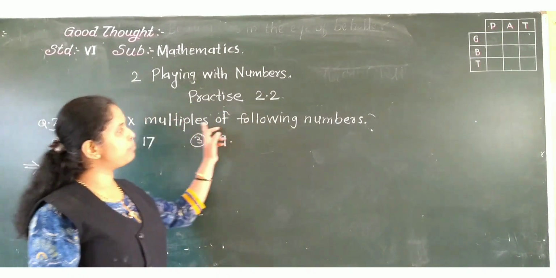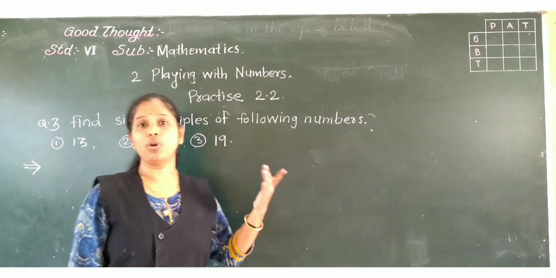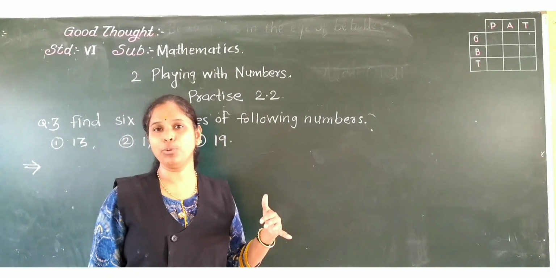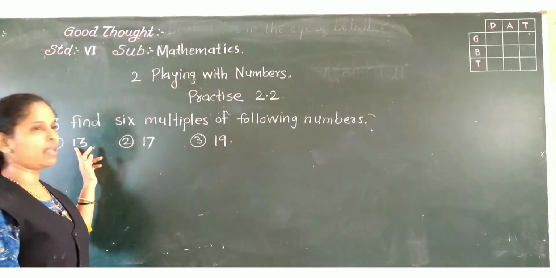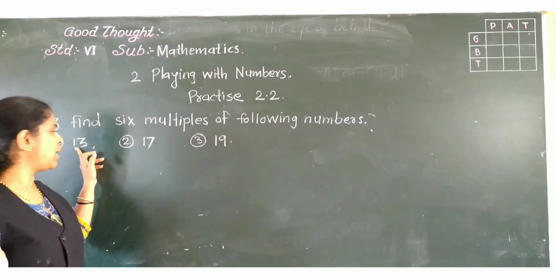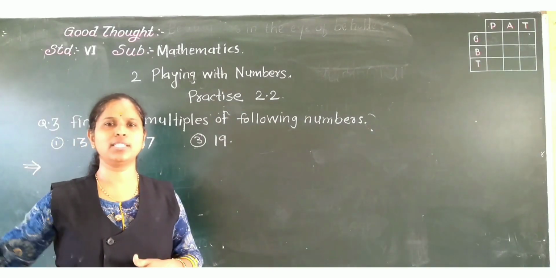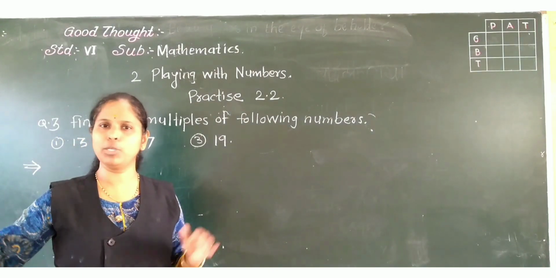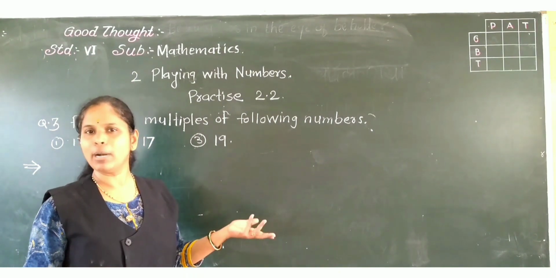Find 6 multiples of the following numbers. We have to find out multiples. Means what do we have to do? You have to multiply these numbers by natural numbers. Any natural number you can multiply. You can multiply it by 1, 2, 3, 4, 5, 6, 7. By any number you can multiply. And whatever answer there will be, that will be the multiples.